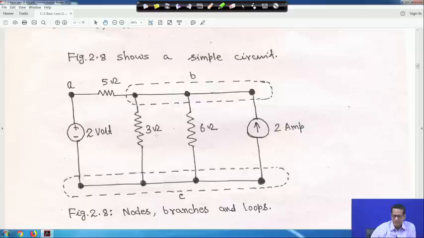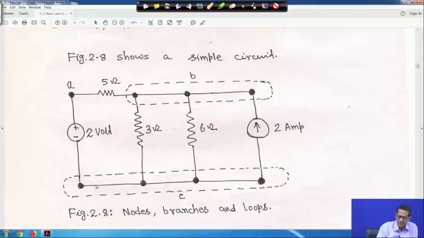If you look at this diagram, let me mark it. This point, this point and this point, these are all three points connected by wire. Wire has negligible resistance, but there is no electrical element in between these points, right. So how many elements are there? A 12 volt source, then 5 ohm resistor, 3 ohm resistor, 6 ohm resistor and 2 ampere current source. So there are 5 electrical elements in this circuit, right.